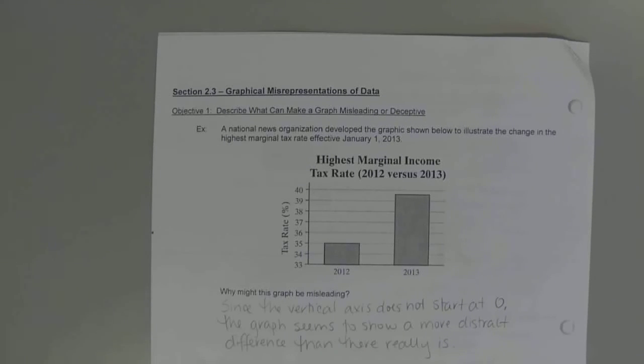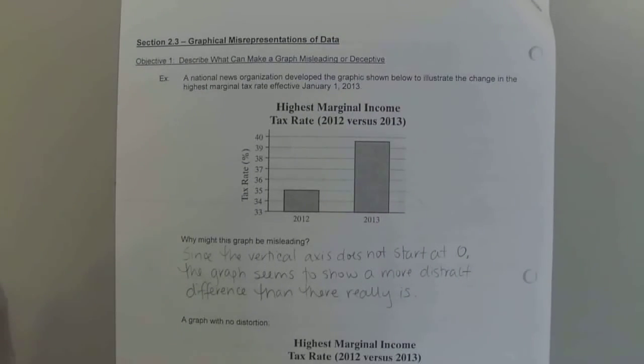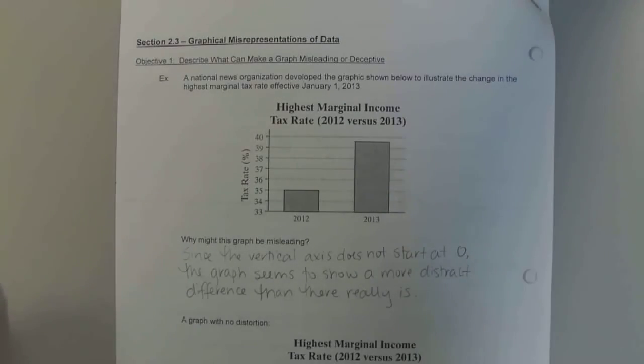Okay? So guys, that is officially Chapter 2. So 2.1, qualitative data, 2.2, quantitative data, and 2.3. You'll get 100 real quick, guys. It's just why are these graphs misrepresenting this stuff?